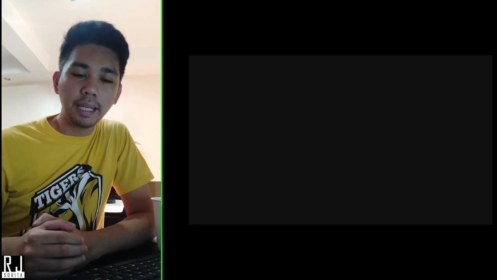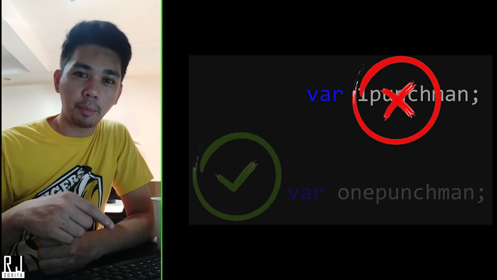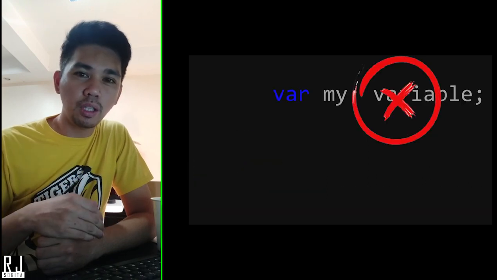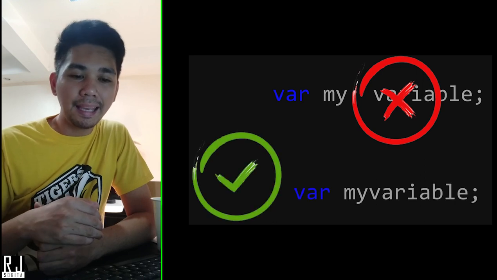Before I let you go, I just want to give you a few important reminders. You can create any variable name you want as long as it shouldn't start with a number. There should be no spaces in between those variable names and no using of special characters.